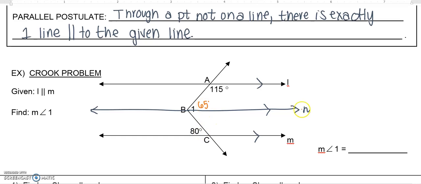So I have the first top measure of that angle 1. Now, looking at my bottom two parallel lines N and M, I have this 80 degree measure. What's the connection between this angle and this angle? Those are those Z angles, or alternate interior angles, and we know alternate interior angles are congruent. So this measure has to be 80. Now to figure out the entire measure of angle 1, we add these two together: 65 plus 80 to get 145 degrees.